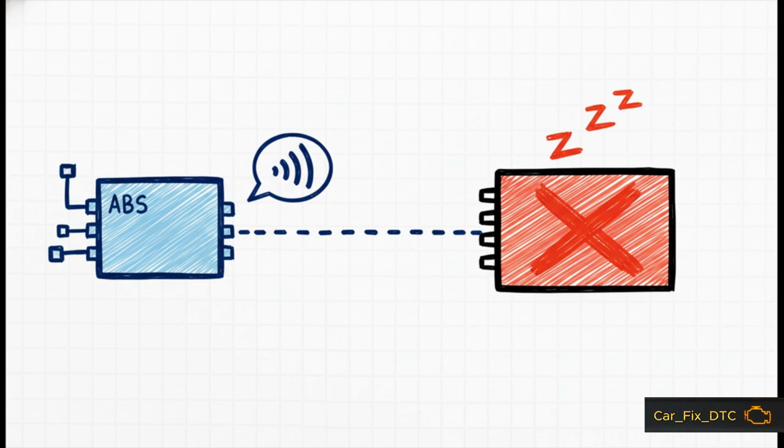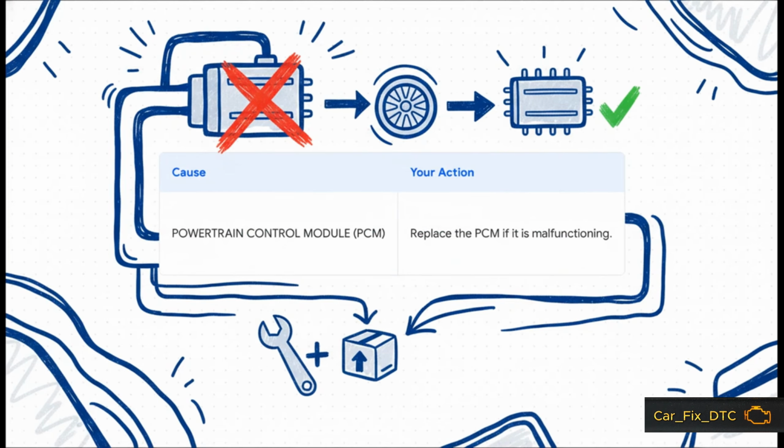Back to our phone call analogy, if the line is good and the person making the call is fine, well, then maybe the problem is with the person who is supposed to pick up the phone. See, if we've ruled out the wiring and we've ruled out the sender, we have to look at the receiver. The PCM is supposed to be listening for that wheel speed data. If it's on the fritz, it won't register the message, and then it throws that U1120 code. The action here is pretty direct. If the PCM is bad, it needs to be replaced. And that is exactly why this is the last thing you check.